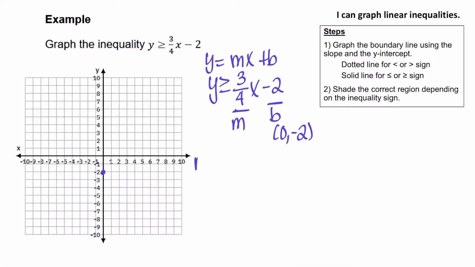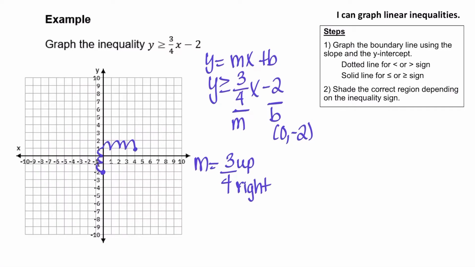Now let's think about m, which equals 3 over 4. 3 over 4 means I'm going to count up 3 and right 4. So from this point, I'm going to go up 1, 2, 3, and right 1, 2, 3, 4. So I plot my second point here.